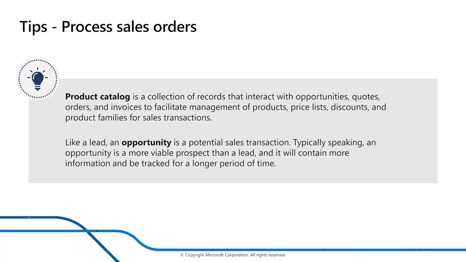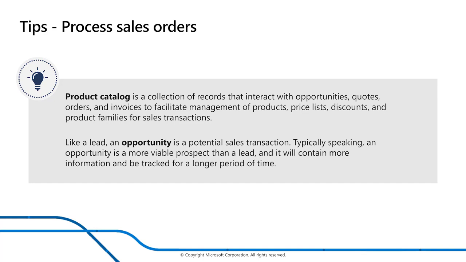Now, our product catalog. This is a collection of records that interacts with opportunities, quotes, orders, and invoices to facilitate management of products, price lists, discounts, and product families for sales transactions.